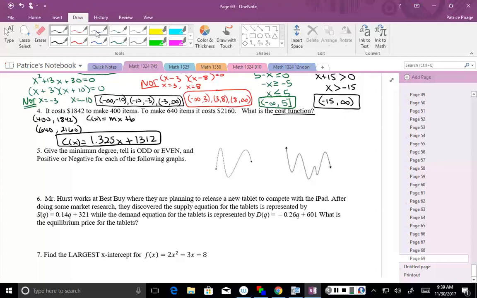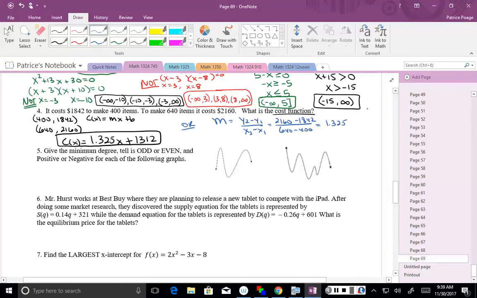Now, if you don't like that, you could do it by hand. You could say the slope is going to be y2 minus y1 over x2 minus x1, and do your y values, 2160 minus 1842 over 640 minus 400, and you would get 1.325. And then you would have y equals 1.325x plus b. To get your b, just pick either one of your points to plug in for x and y and solve for your b, and you get it by hand doing it that way.